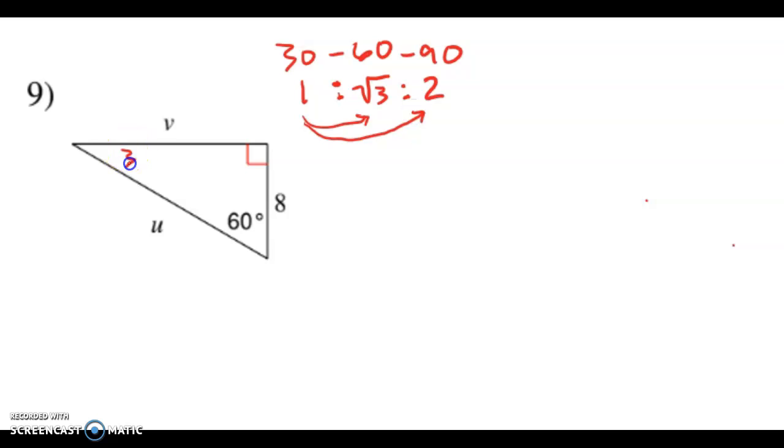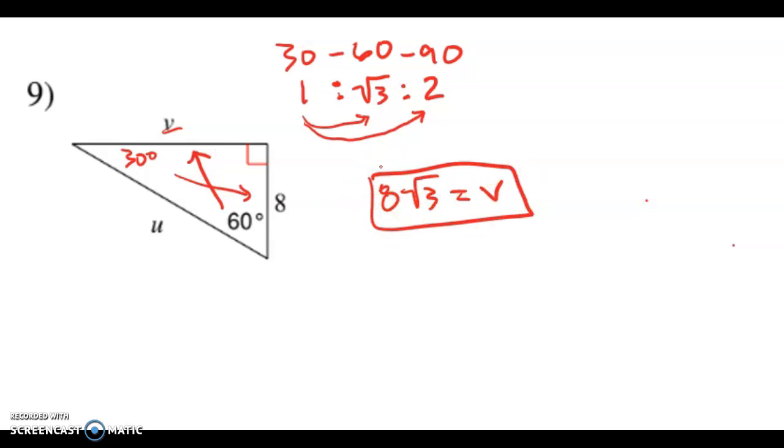What we know is that 8 is the side that's opposite the 30-degree angle. So if I take 8 and multiply it by root 3, I get the side that's opposite the 60-degree angle, which happens to be V. So we can leave it just like that. We don't need our calculator. Leave it in terms of the simplified radical, and we're done with V.